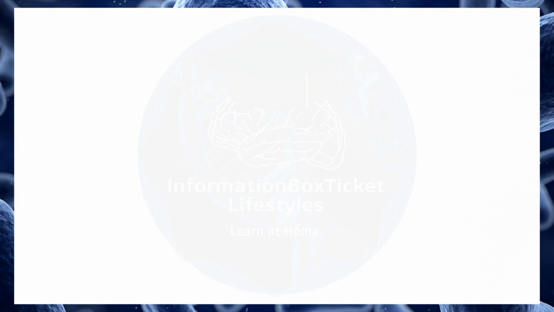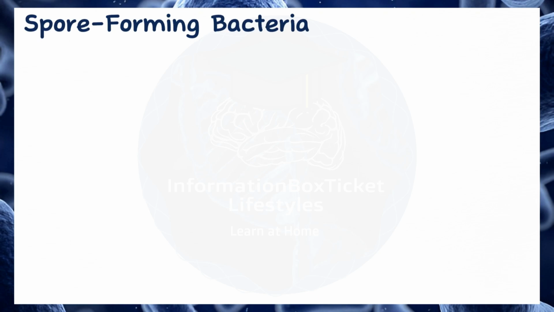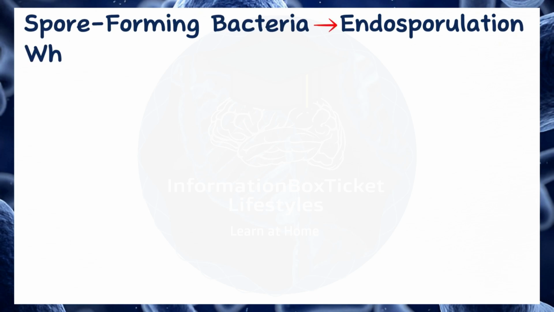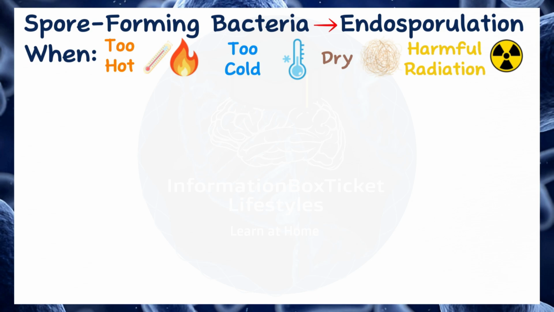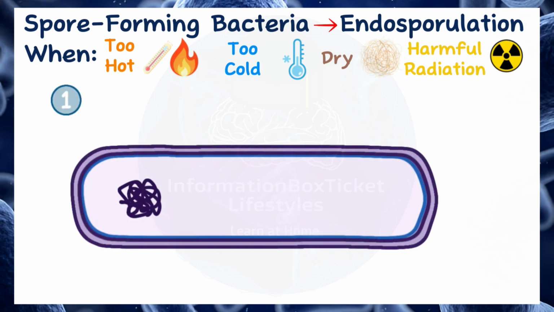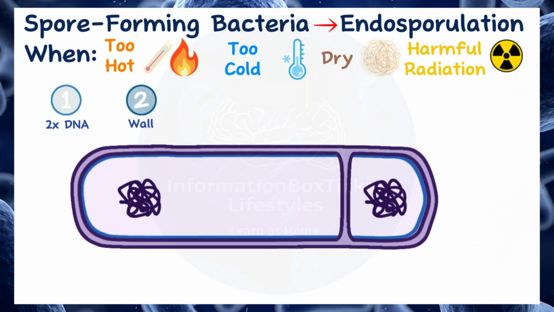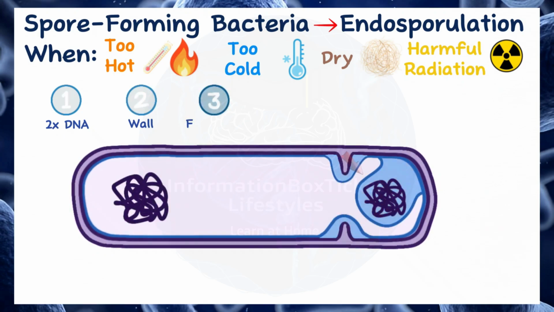Bacillus anthracis is a spore-forming bacterium capable of endosporulation when faced with harsh environmental conditions, such as extreme temperatures, dryness, or harmful radiation. During endosporulation, the bacterium begins by replicating its DNA, then forms a protective wall inside the cell, creating a larger structure called the mother cell and a smaller portion known as the forespore.